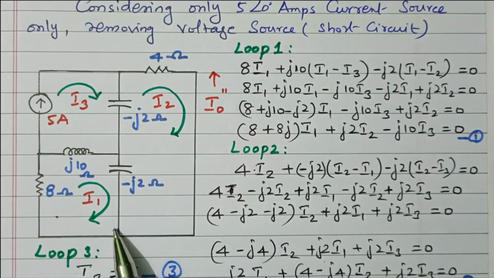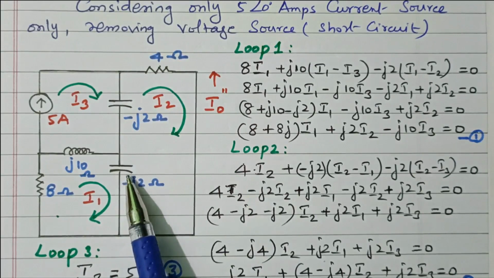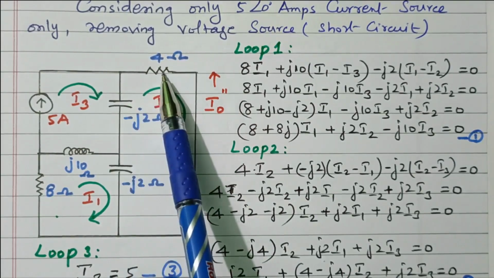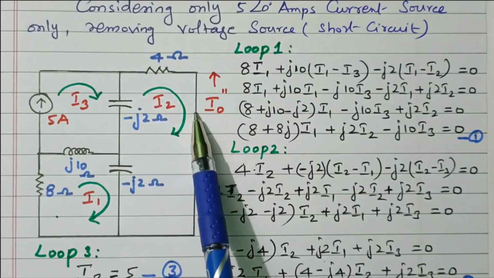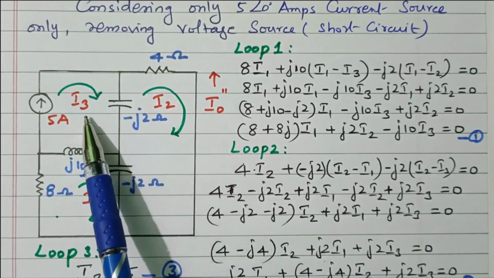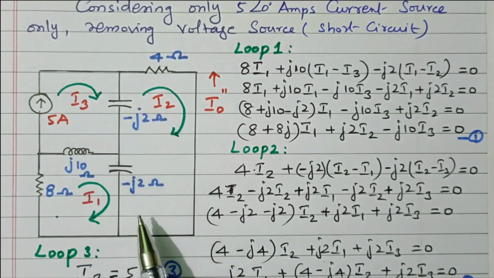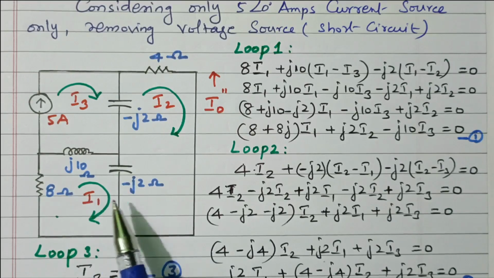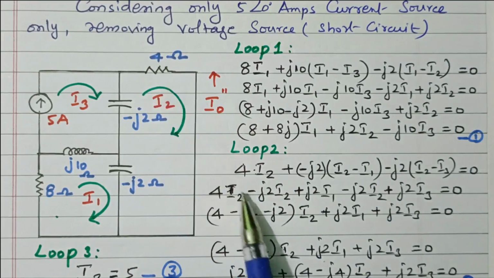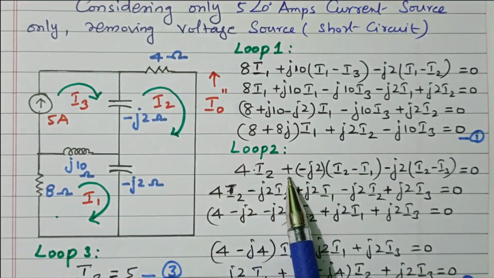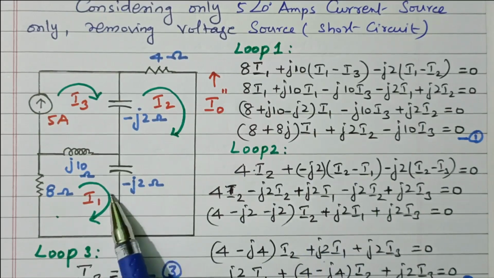Now apply Kirchhoff's voltage law to the second loop. In this second loop what do we have? This capacitor, one more capacitor and this resistor. In this resistor only I2 is flowing because it is individually available. But this capacitor is connected between the third loop and second loop, so I2 and I3 flow. This capacitor is connected between 1 and 2, so I1 and I2 flow. Based on that, 4 into I2 plus J2 into (I2 minus I1), so for this capacitor I2 minus I1.